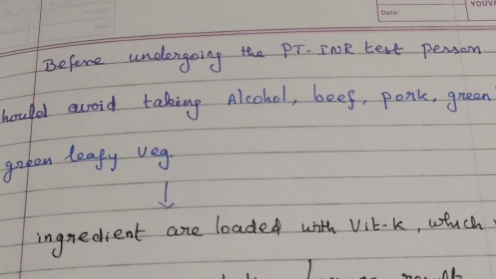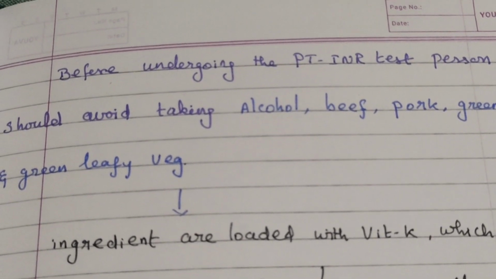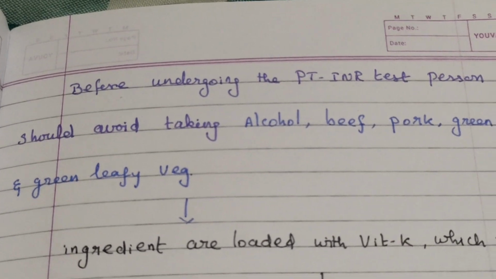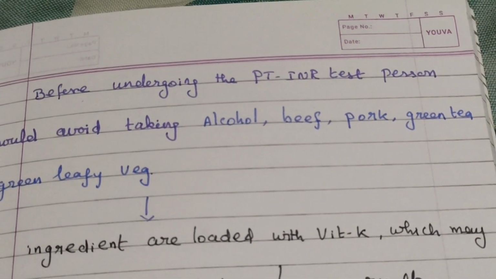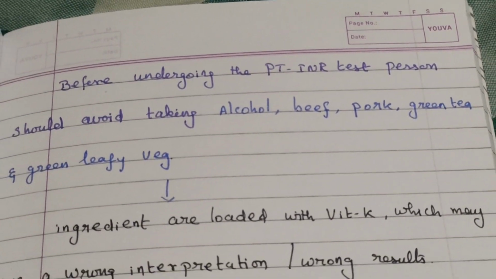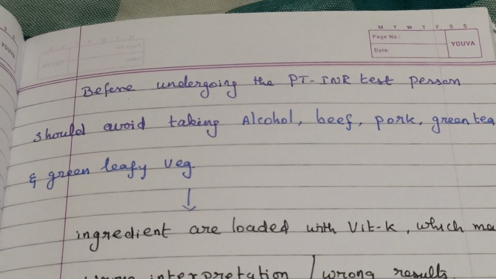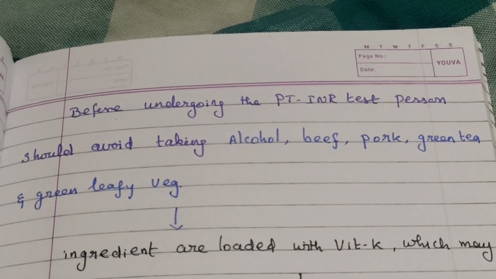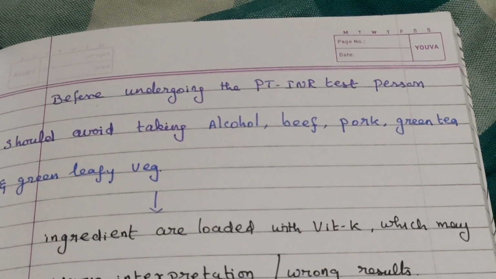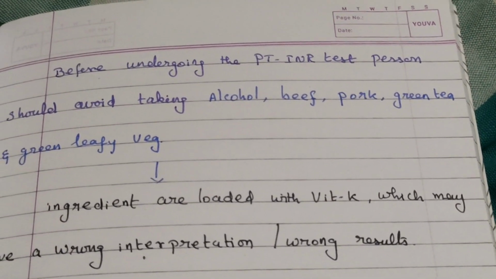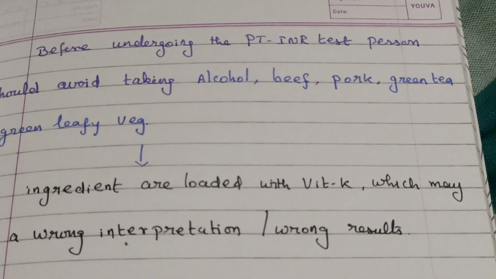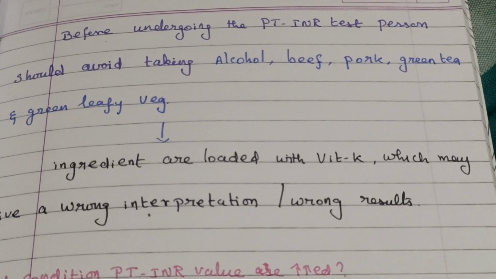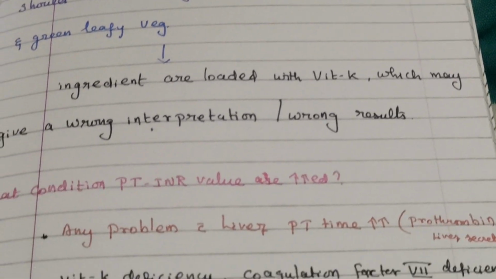And most importantly, before undergoing the PT-INR test, the person should avoid alcohol, beef, pork, green tea and green leafy vegetables. The reason behind this is that these items are loaded with vitamin K. These food materials containing vitamin K may give a wrong interpretation, so there is a chance of a wrong result.